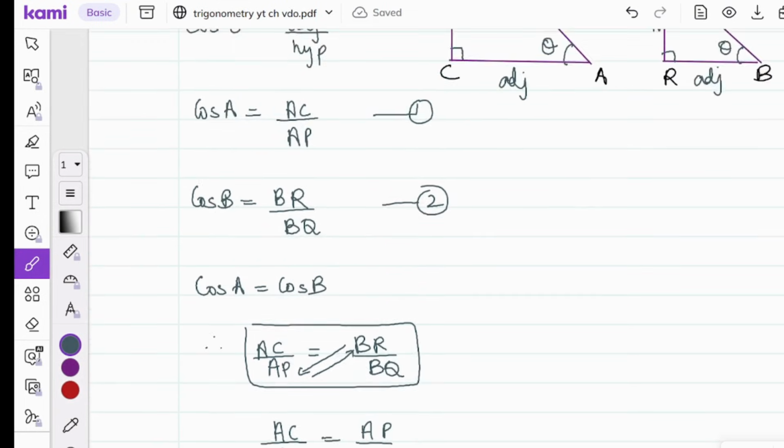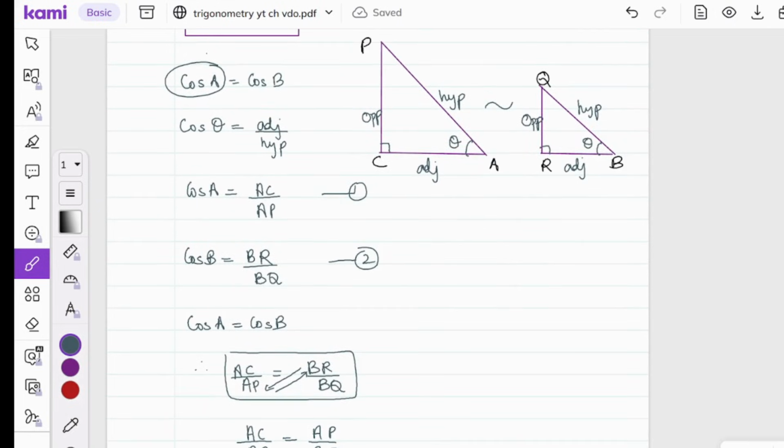So what happened here? If I'm writing AC by BR, AC belongs to which side? This one. And BR belongs to this triangle. Then comes the AP. AP belongs to this triangle. And BQ belongs to this triangle. So already after rewriting, I'm able to show that these two sides are proportional, right? Now my aim is to prove that. What is my aim? I have to show that PC by QR is also equal to this one. Okay, equal to this means then I can tell that these two triangles are similar.